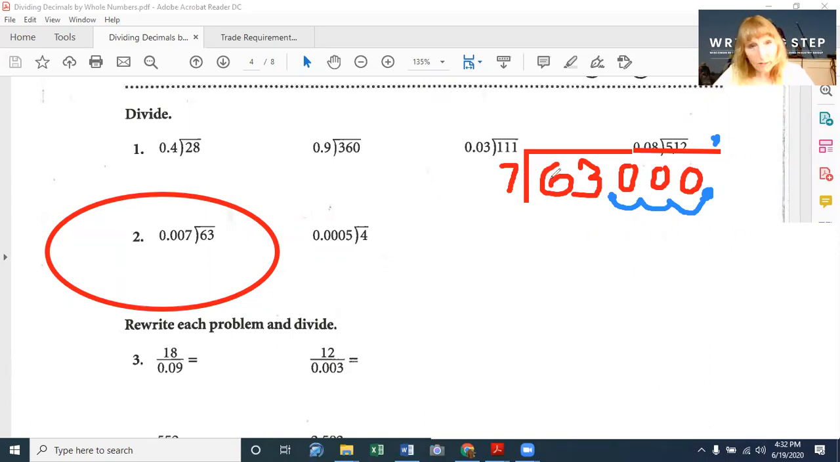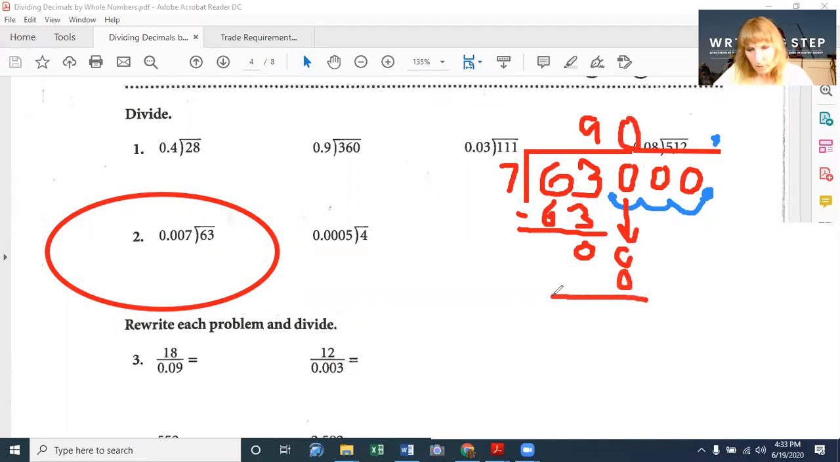7 goes into 6, none, right? 7 goes into 63. 7 times 9 is 63. Multiply, 63 minus 63, I subtract. I get 0. But I'm not done because I still have to bring down all these zeros, right? So I bring down the next 0. 7 goes into 0, 0 times. 7 times 0 is 0. And you can see that you're going to end up with another 0. And you're going to have to bring down another 0.